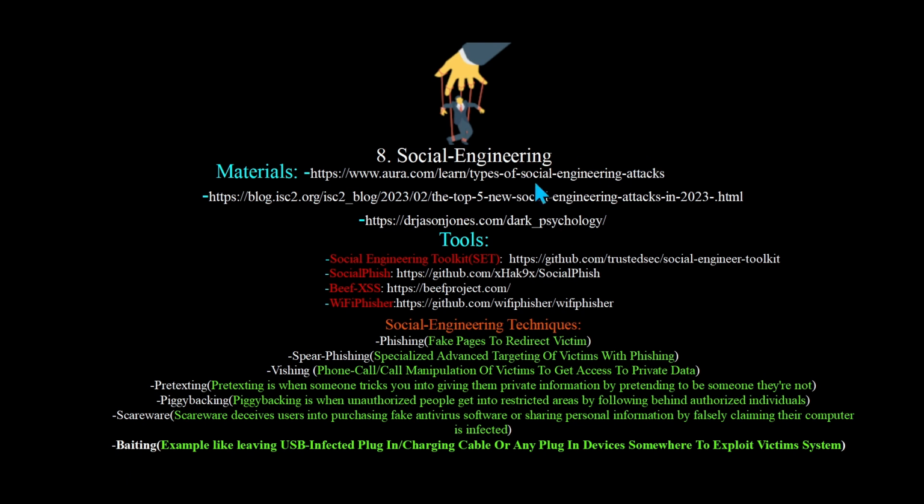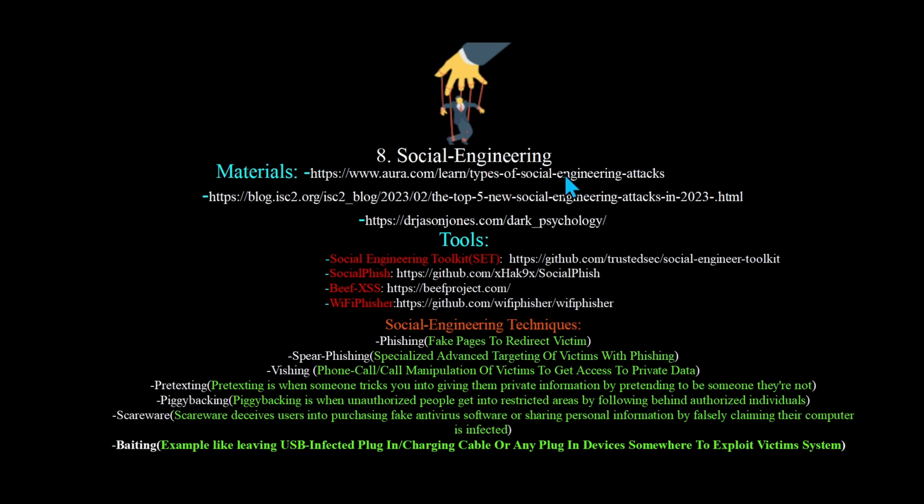The tools commonly used to do social engineering attacks are, for example, the Social Engineering Toolkit, SET, on this website. It's default on Kali Linux. There's also SocialPhish for phishing fake page attacks on this website. There's also BeEF XSS for infecting browsers remotely and locally on this website. And then there's WiFi Fisher, which is used to create a malicious evil twin access point to hack wireless routers or Wi-Fi overall. And the materials you can learn from are on this website.